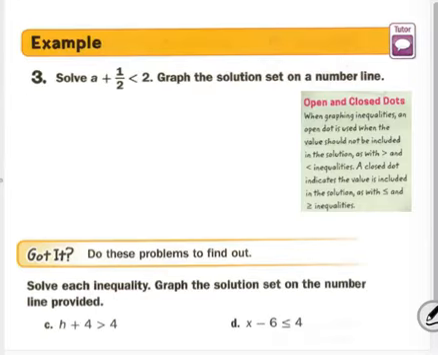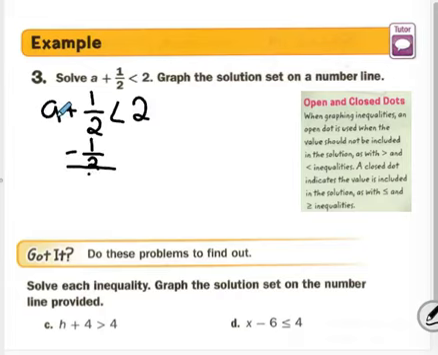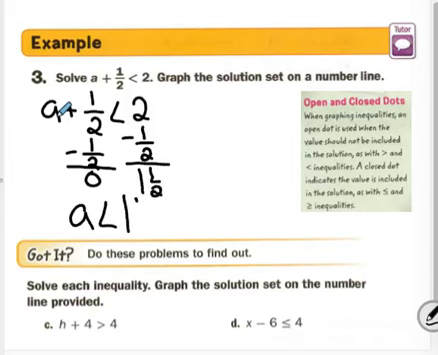All right, for number 3, we've got a rational number in our inequality, and they're also asking us to graph it on a number line again. All right, so we've got A plus 1/2 less than 2. We want to isolate A, so I'm going to subtract 1/2 here and subtract 1/2 here. 2 minus 1/2 gives me 1 and 1/2, so A is less than 1 and 1/2. So this tells me any value for A that is less than 1.5 makes this a true statement.